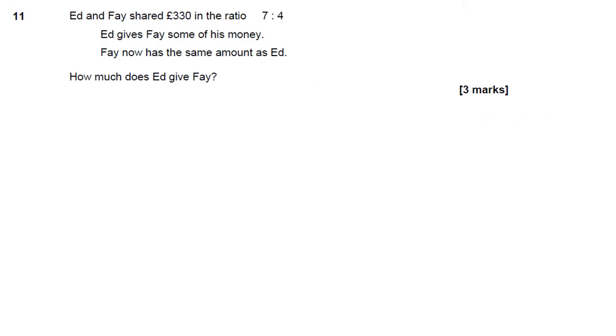Okay, another one about ratios now. So Ed and Faye share £330 in this ratio 7:4. Probably the easiest thing to do in this question is, first of all, work out how much money each person has. So if they're in the ratio 7:4, then 7 plus 4 is 11. So Ed has 7/11ths of £330. Faye has 4/11ths.